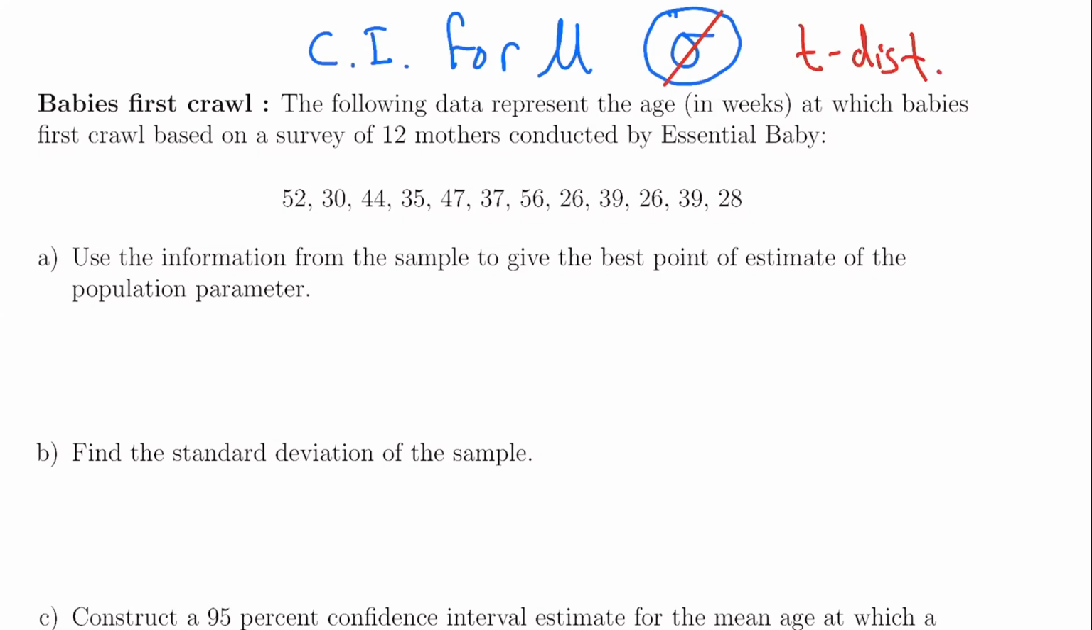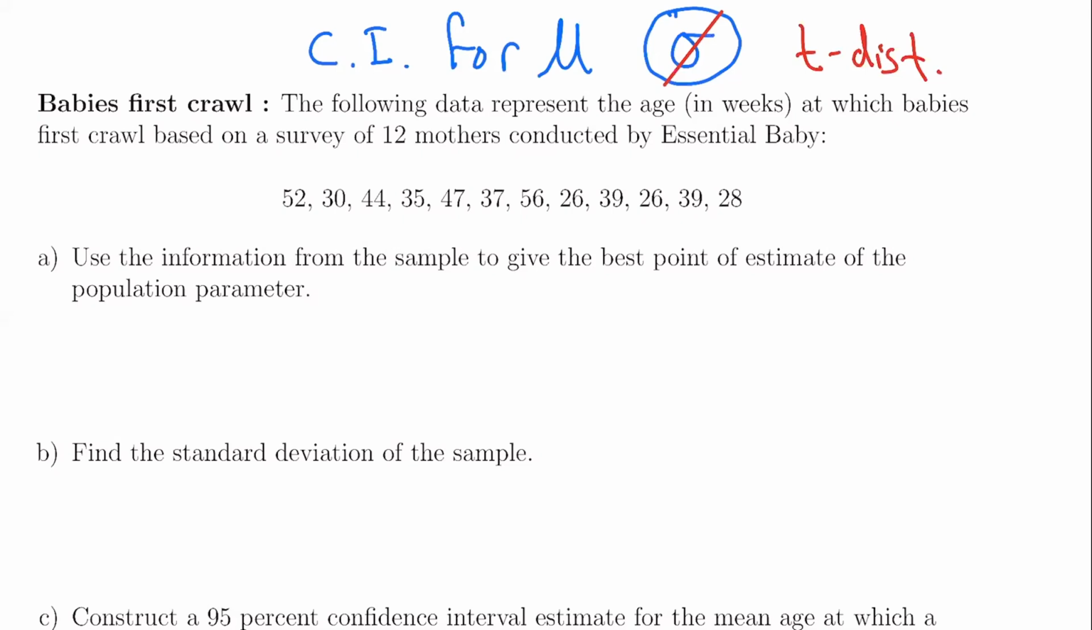We're still doing confidence interval for the mean, and we're still doing confidence interval for the mean when population standard deviation is unknown to us. So let's go ahead and do this first problem. For this first problem, it says the following data represent the age in weeks at which babies first crawl based on a survey of 12 mothers conducted by an essential baby.